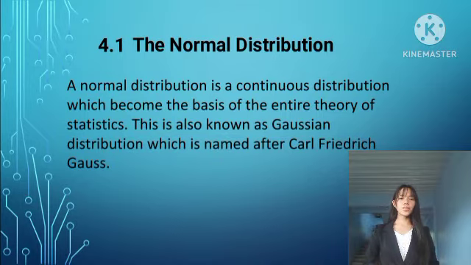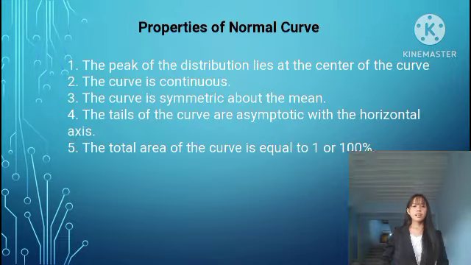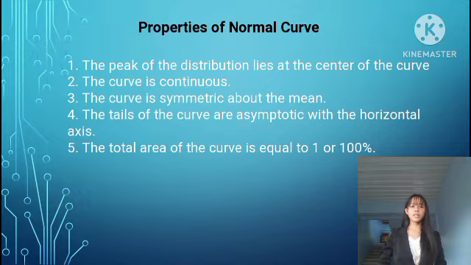The normal distribution is the continuous distribution which becomes the basis of the entire theory of statistics. This is also known as Gaussian distribution, which is named after Carl Friedrich Gauss. Properties of the normal curve. The peak of the distribution lies at the center of the curve, representing the mean, mode, and median.